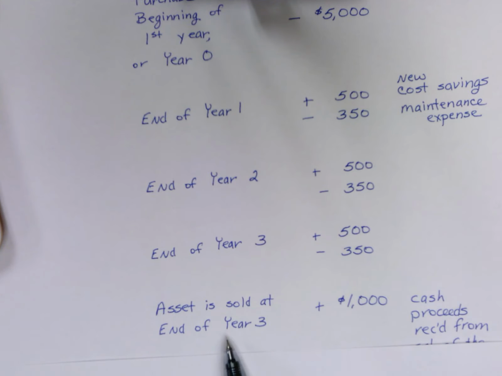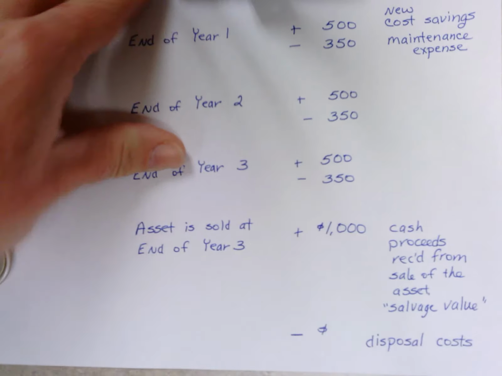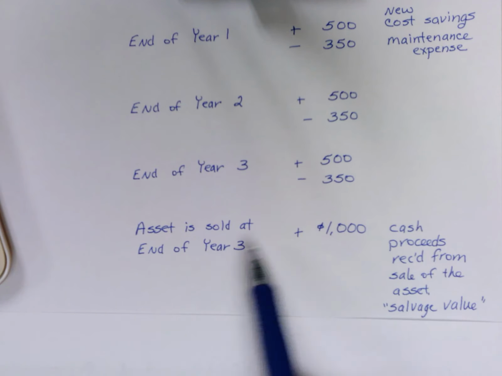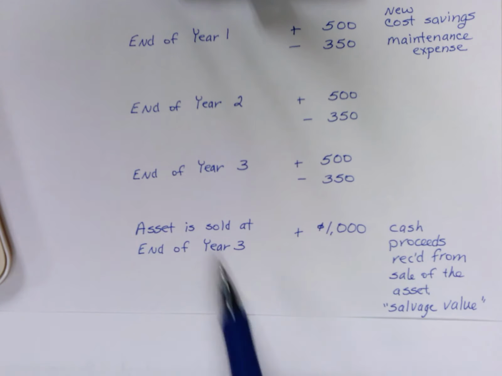We sell the asset. And when we sell it, we get some proceeds, a check, right, or cash from the person buying the asset from us. And this one we get $1,000 cash proceeds received from the purchaser of that asset. Another word for that is salvage value. So you'll see that in the problems. Salvage value at the end of year 3 means the cash that you receive, or the company receives, as a result of selling this asset.